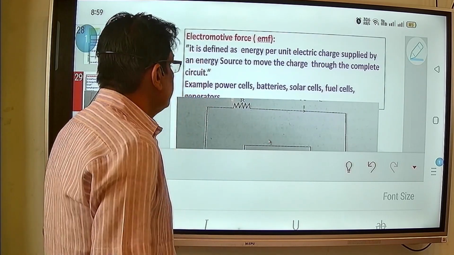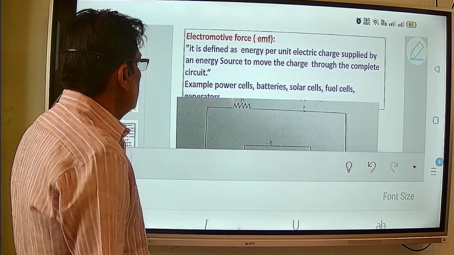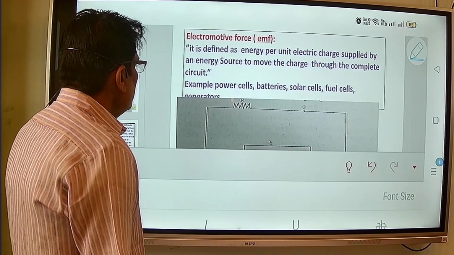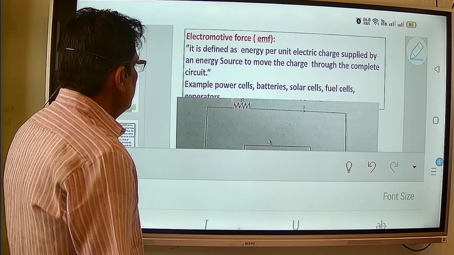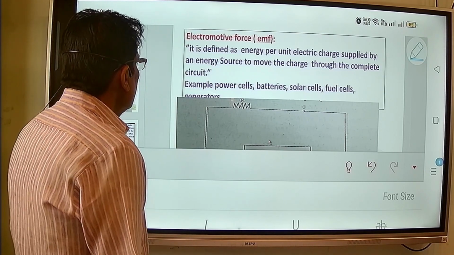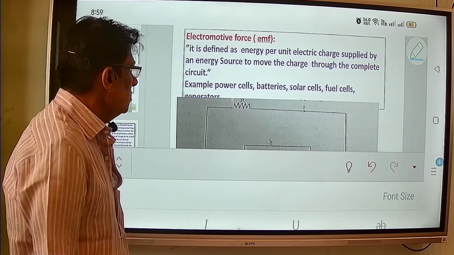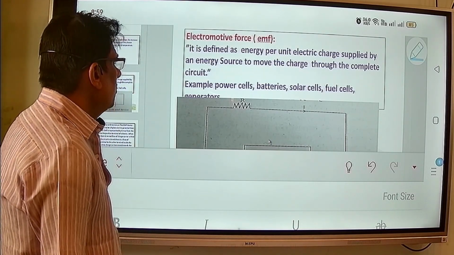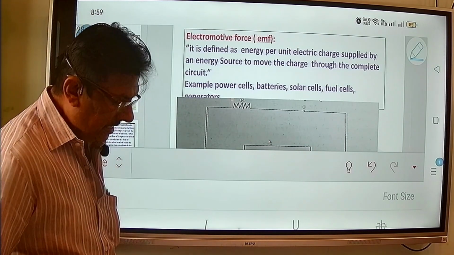Now here we are going to see a new point that is known as electromotive force. What exactly is electromotive force? Many times we came across the word EMF, which is short for electromotive force. Now how are we going to define this electromotive force? If you look, a circuit is being drawn here.